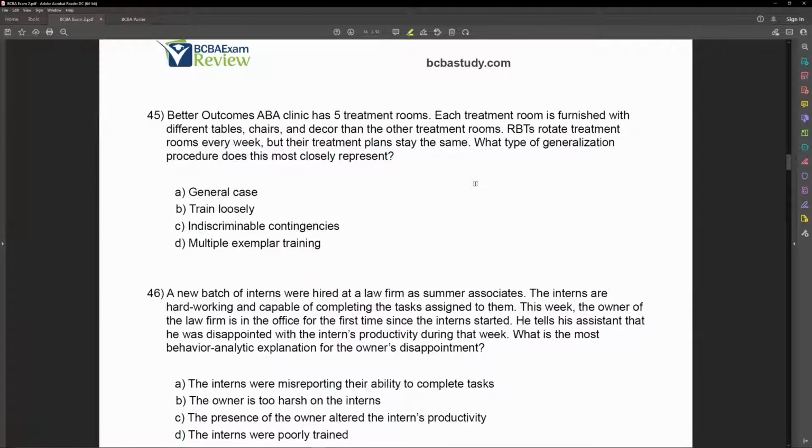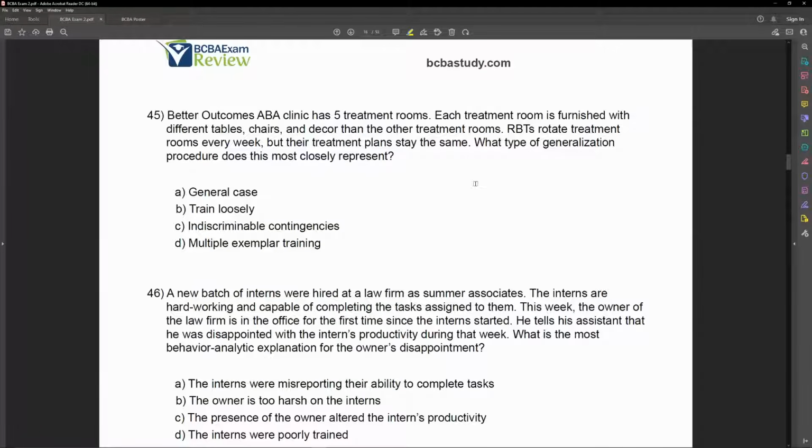The big difference here is training loosely is altering non-critical stimuli. In this case, tables, chairs, and decor are for the most part non-critical for most behaviors. Now it alters the environment, but they're not very critical. Multiple exemplar, on the other hand, is identifying different versions, different topographies, different types of stimuli, different responses that are more critical, okay, in our responses.